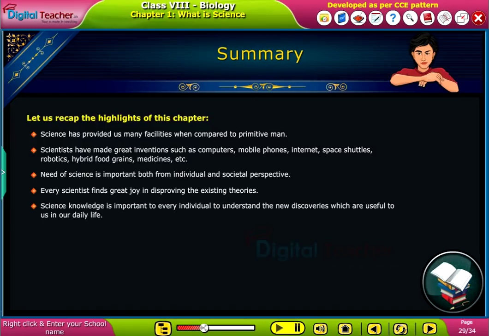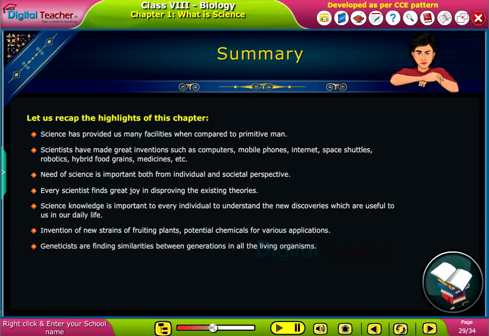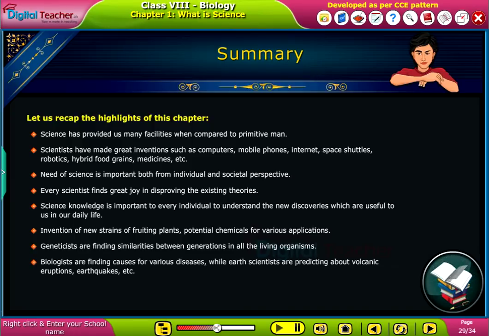Science knowledge is important to every individual to understand the new discoveries which are useful to us in our daily life. Invention of new strains of fruiting plants, potential chemicals for various applications. Geneticists are finding similarities between generations in all the living organisms. Biologists are finding causes for various diseases, while earth scientists are predicting volcanic eruptions, earthquakes, etc.